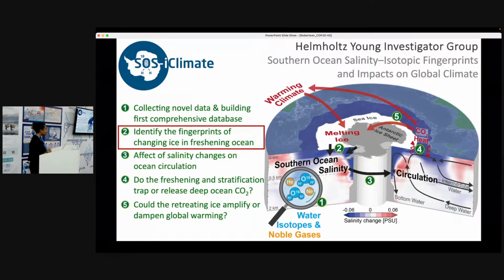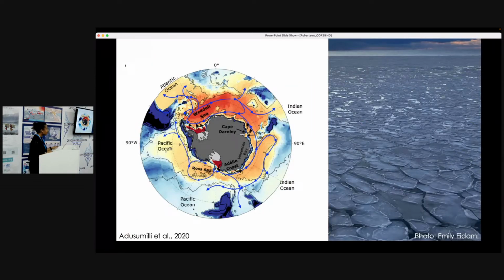So moving on to what we do with these observations, I mostly work on the second part of the project where we use these observations to identify fingerprints of changing ice in a freshening ocean. There's a couple of different regions around the Antarctic continent where Antarctic bottom water is formed. I'll be primarily talking about the Weddell Sea.